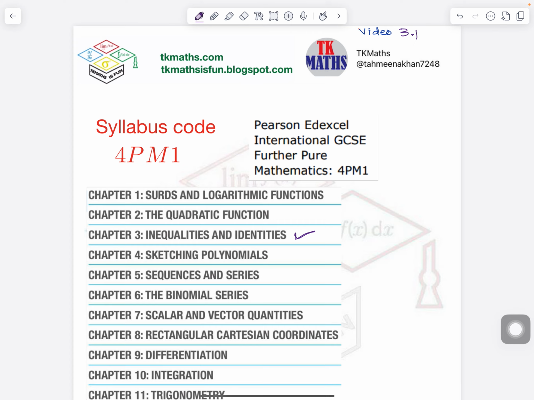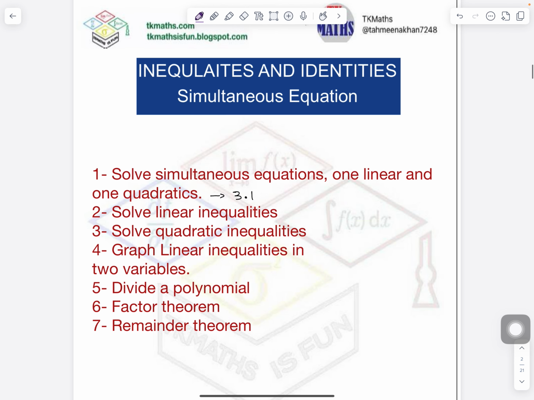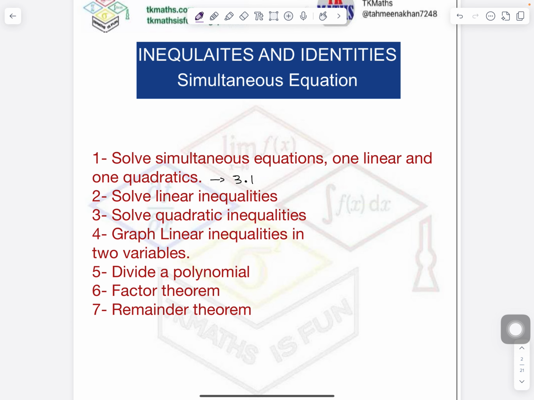In this video, we will start the learning of Chapter 3, Inequalities and Identities. This is part of the syllabus of Year 11 Further Maths, Pearson Edexcel. Code is 4PM1. So in Chapter 3, Inequalities and Identities, we have the following concepts, altogether 7. So in this video, I'm focusing on solving simultaneous equations, one linear and one quadratic. At the end, I have solved a past paper question just to give you an idea.